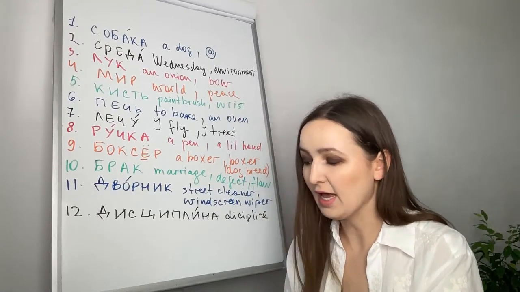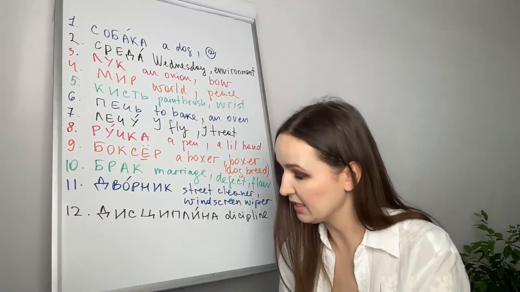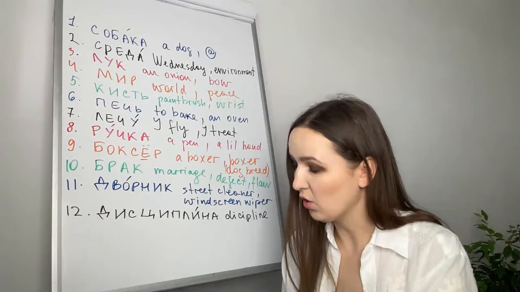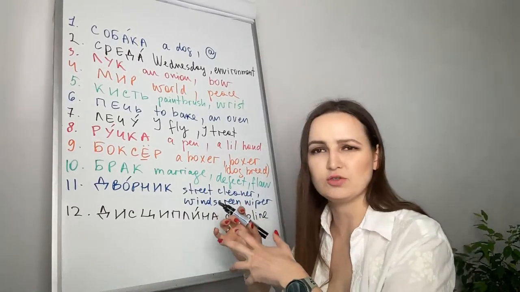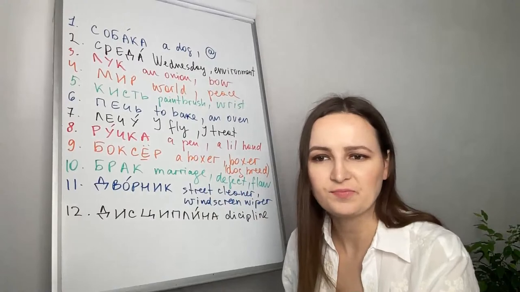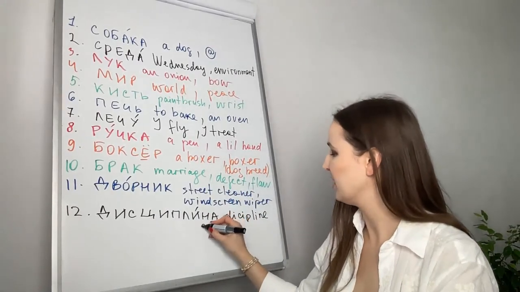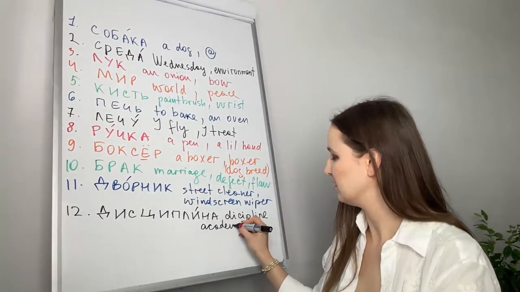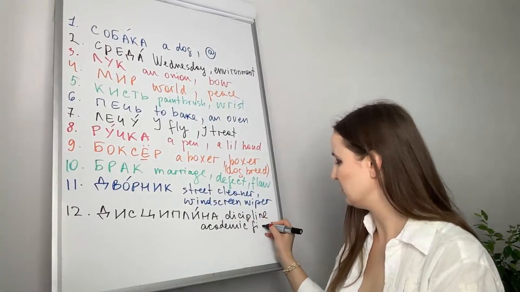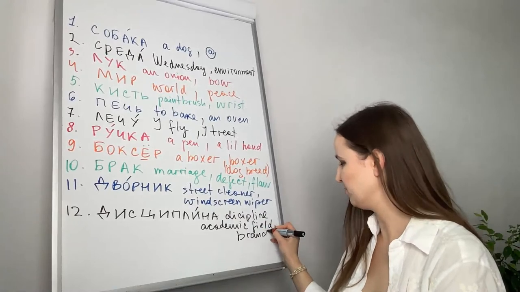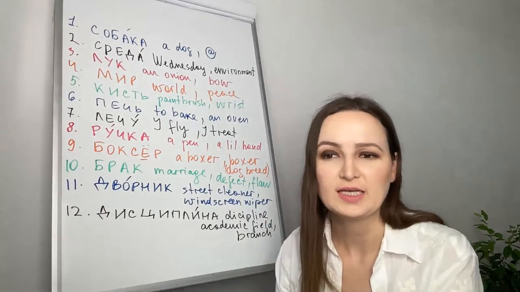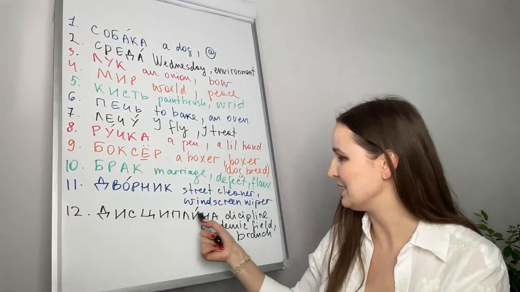And it means academic field, or a branch, a branch at the university. Academic field or branch. So it is дисциплина.